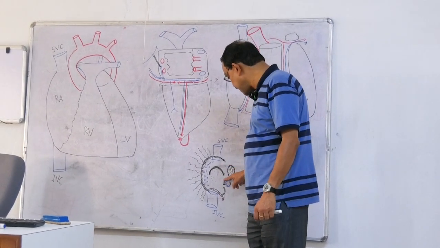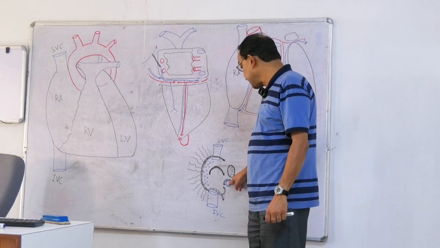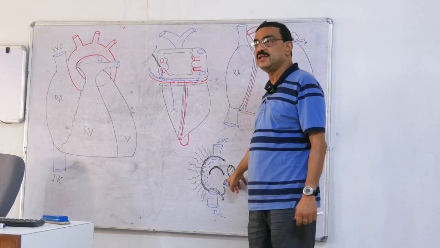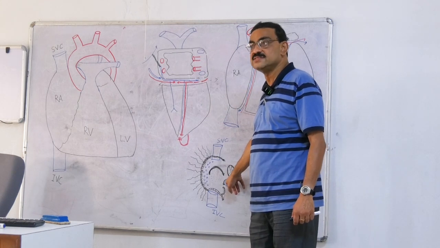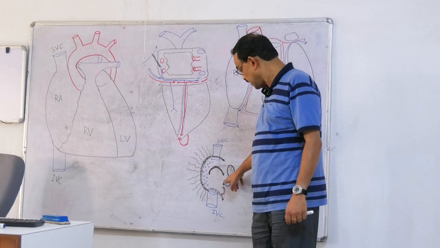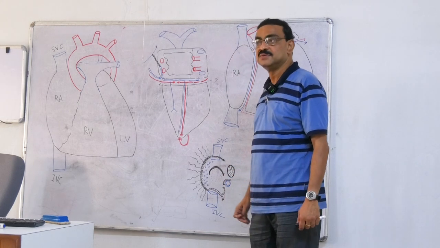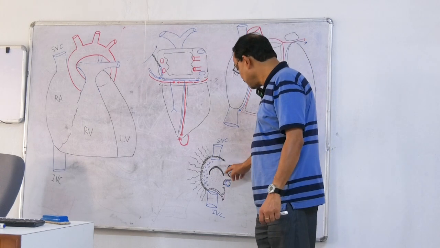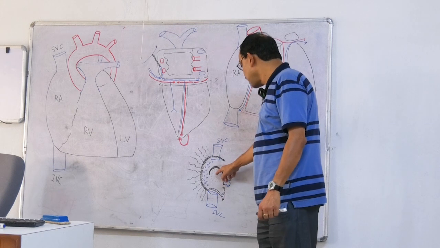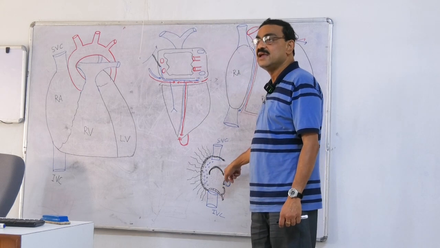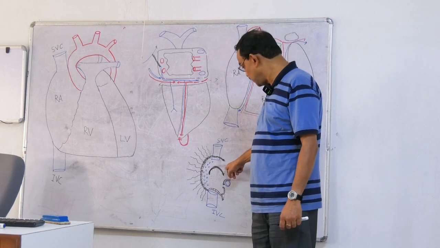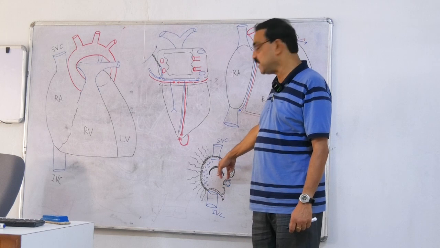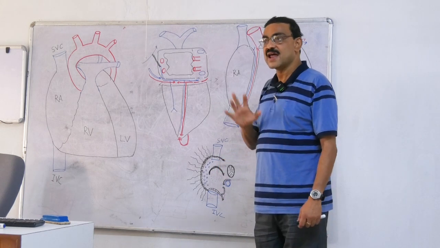And also we can find one opening. This is the opening of the coronary sinus. We can find it inside here. Over it there is another valve, which is called Thebesian valve. And above that, we can find one opening from atrium to ventricle. This is the atrioventricular opening, which is bounded by the tricuspid valve, 1, 2, 3 tricuspid valve.